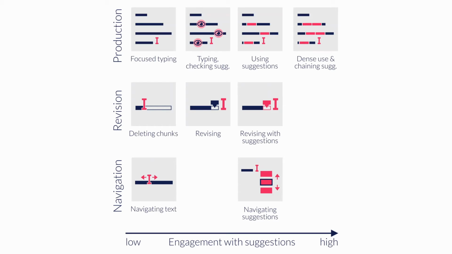And then there's this interesting pattern where revision happens with suggestion. So the user is deleting something and then replacing it with a suggestion that then comes up. And for navigation, we have basically two kinds of navigation actions that also showed in these patterns. So you can navigate the text by moving the caret, for example, left to right with the arrow keys. And also for suggestions, once you are on the suggestion list, you can navigate those suggestion lists again with the arrow keys, for example.